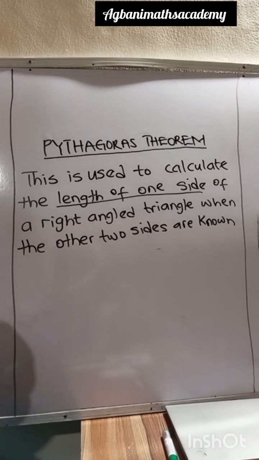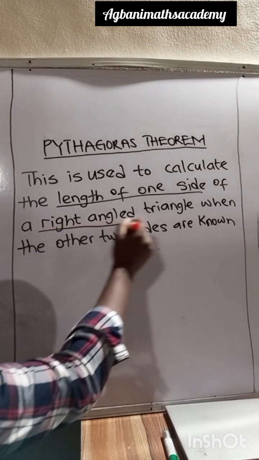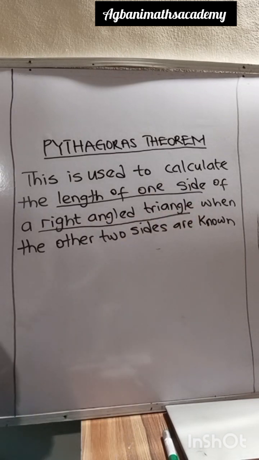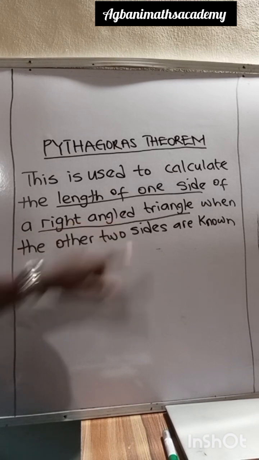So remember, a triangle has three sides. But Pythagoras Theorem is not used to calculate the length of any type of triangle. No, it is used to calculate the length of a right-angled triangle. So not every type of triangle, because there are different types of triangle. But Pythagoras Theorem is used to calculate the length of one side of a right-angled triangle.